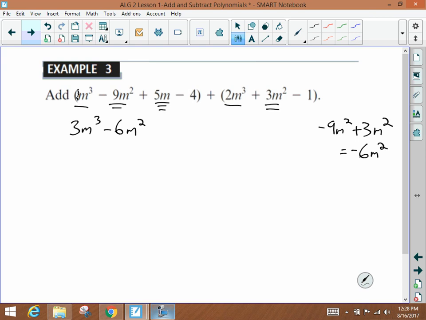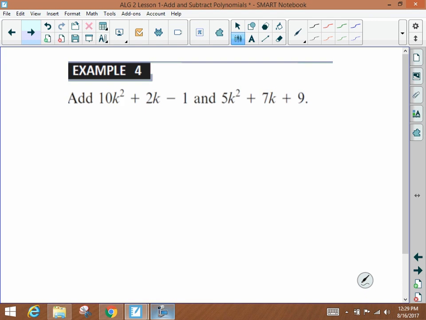Hey, there are no other m terms, right? So that 5m cannot be added to anything in there, right? In other words, there are no like terms. 5m has no like terms in this expression. So I'm just going to drop it down. Now these guys right here, right? These are my constant values. And those are like terms. So I'm going to have negative 4 minus 1 is going to be negative 5. And that is our final answer. Fantastic.